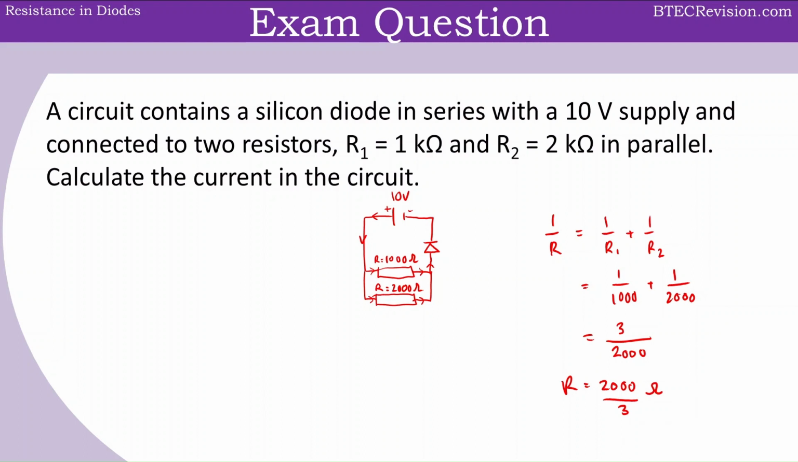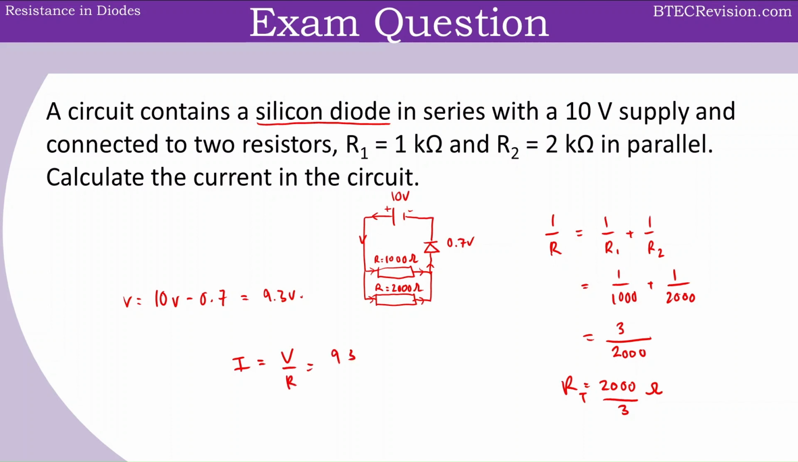Now we have the resistance, we need the voltage. If we know we have a silicon diode, which has a voltage of 0.7, then the total voltage available in the circuit is 10 take away 0.7, which is equal to 9.3. And now we have the total voltage available in the circuit and the total resistance, which allows us to work out the total current, which is voltage divided by resistance.